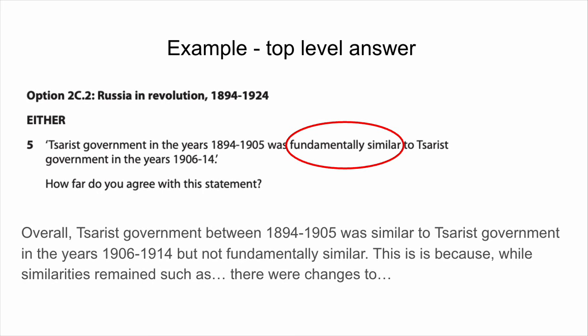Overall, Tsarist government 1894 to 1905 was similar to Tsarist government in the years 1906 to 1914, but not fundamentally similar. This is because, while similarities remained, such as, and then you could give an example, there were changes to something else. So that's a more nuanced answer, isn't it? So we're getting into what it means to be fundamentally similar. So this idea that you could argue they were similar, but they weren't fundamentally similar. So this is something I think you need to think about if you want to get to the top level and ensure the examiner really rewards you for that developed judgment.